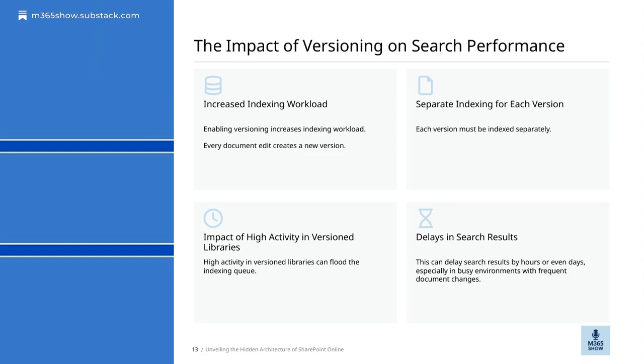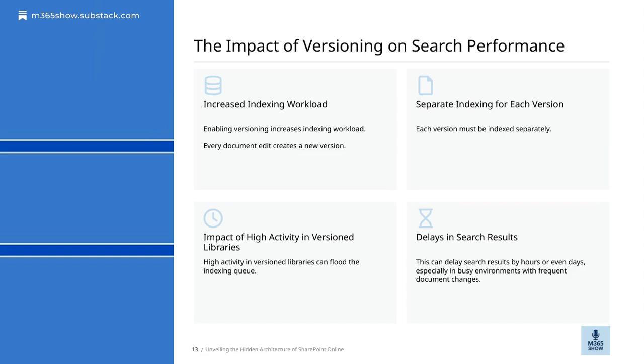When we talk about delays in search results, what's happening behind the scenes is that high activity in versioned libraries floods the indexing queue. Each time a document is edited, a new version is created, and that version needs to be indexed separately. This means that the more versions you have, the more work the system has to do, which increases the overall indexing workload. Think of it like a backlog. Each version is like an additional task that the system must process before it can update the search index.